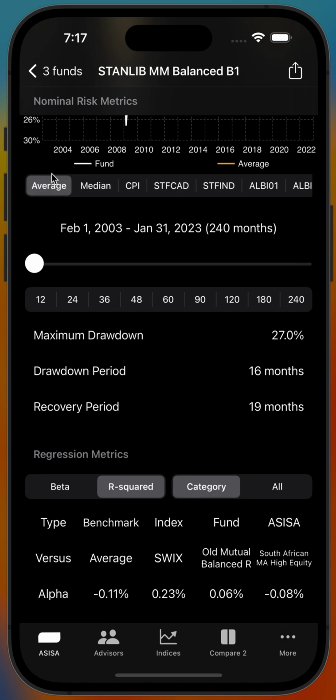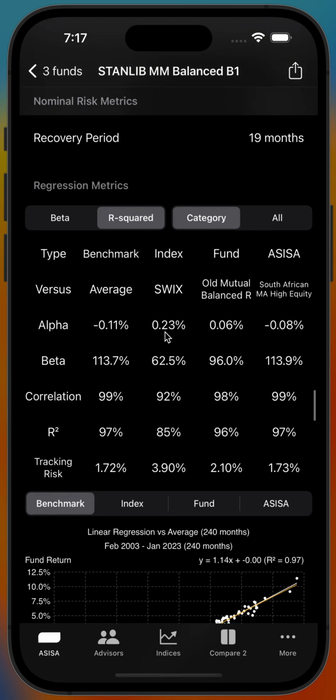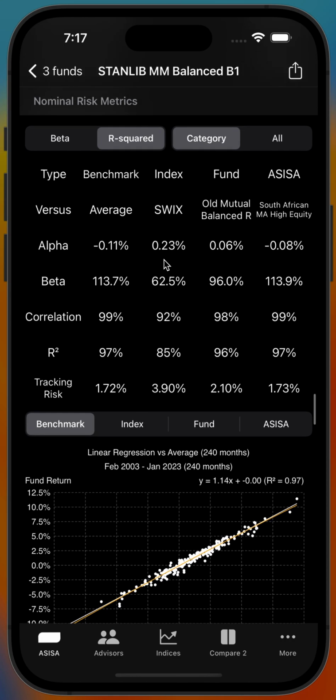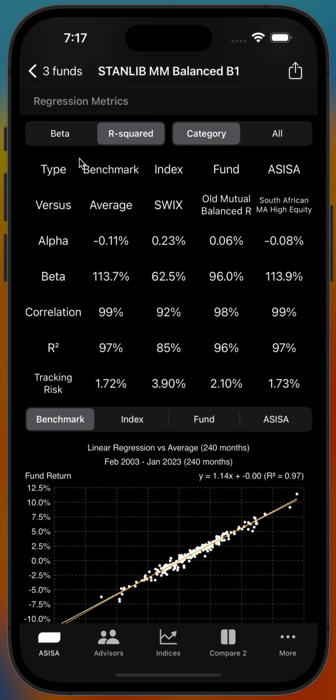Average refers to the ASISA category average, the ASISA category that this fund is in, which is the South African multi-asset high equity category, or the median or CPI or any of these other numbers, right? So I'm going to do a regression. So this is an ordinary least squares regression against that benchmark.